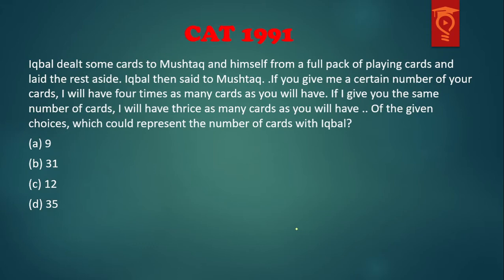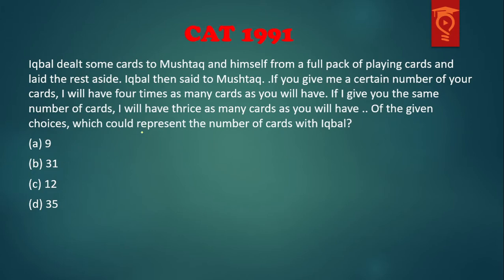CAT 1991. We are going to do this question in 3 ways. Yeah, so you must have seen the question and must have found your answer. Now, for the alternative solutions, you can just watch the video. Okay, so let us try to do this question using options.